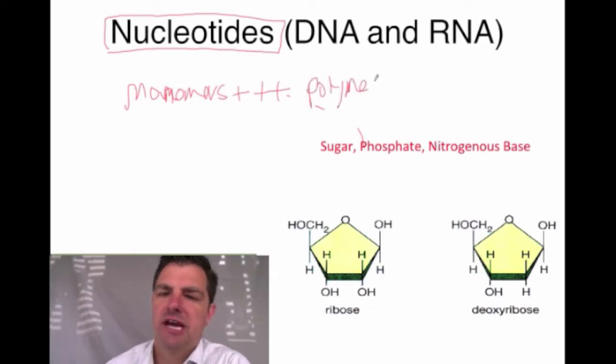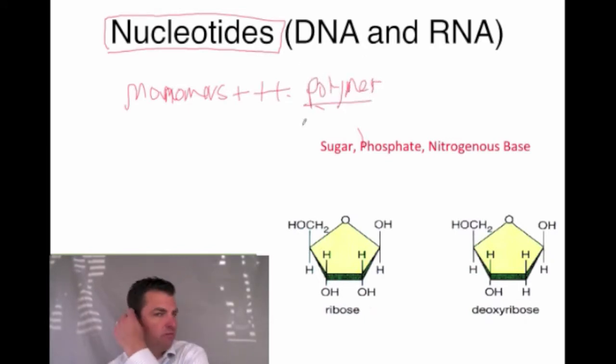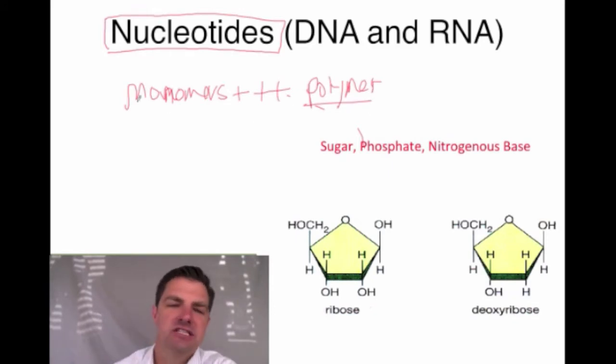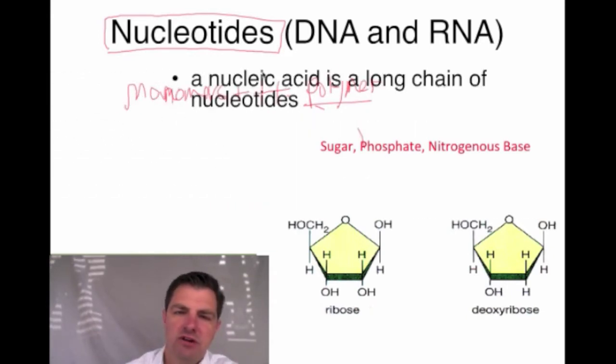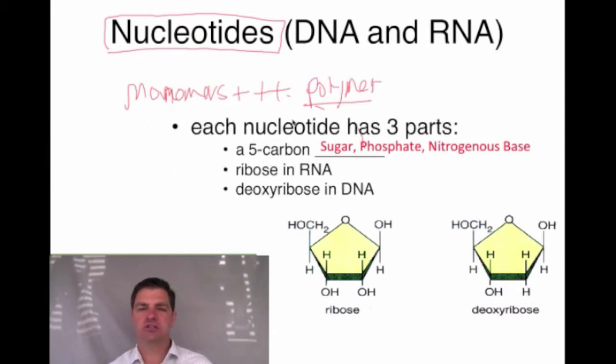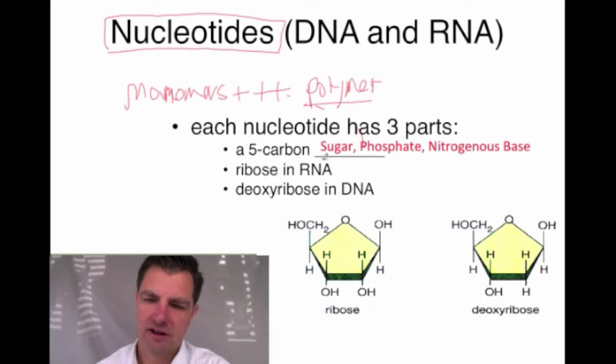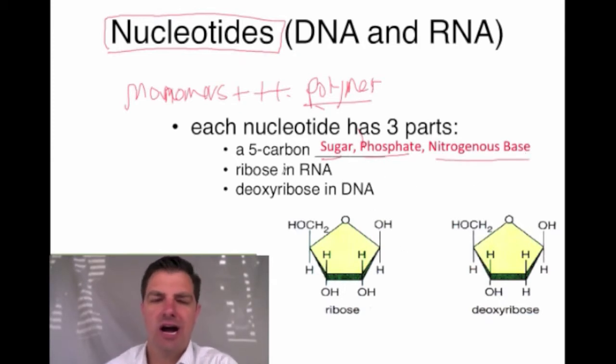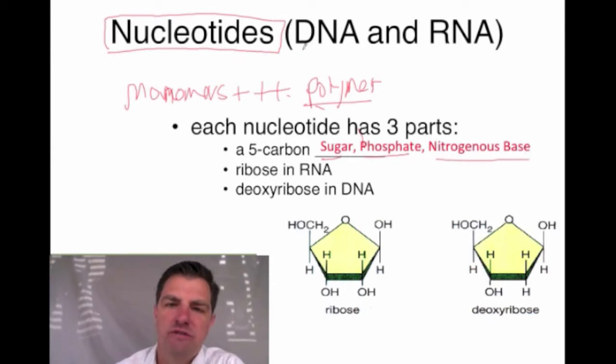So a polymer is a big molecule made up of a repetition of things, and in this case the monomers can vary. They can be different parts, but when we talk about a nucleic acid, it's a long chain of these nucleotides, and all nucleotides have essentially these three parts: a sugar, a phosphate group, and a nitrogenous base. We're going to talk about two of them today, DNA and RNA.